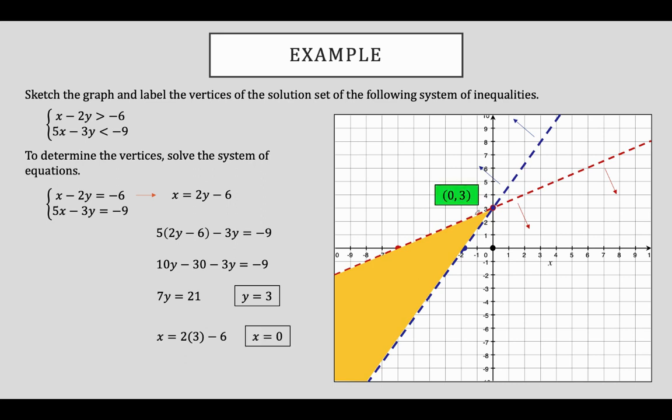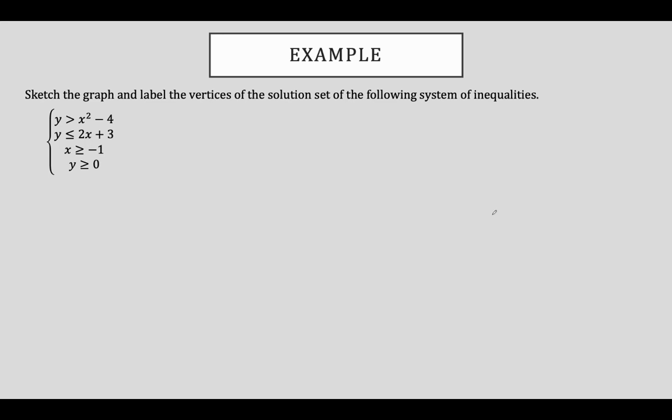Okay, and so we just verified there algebraically that the vertex, or the corner of our solution set here, is indeed at (0, 3). Let's try one more. Sketch the graph and label the vertices of the solution set of the following system of inequalities. Now we have 4 inequalities here to worry about. We have y is greater than x squared minus 4, y is less than or equal to 2x plus 3, x is greater than or equal to -1, and y is greater than or equal to 0.